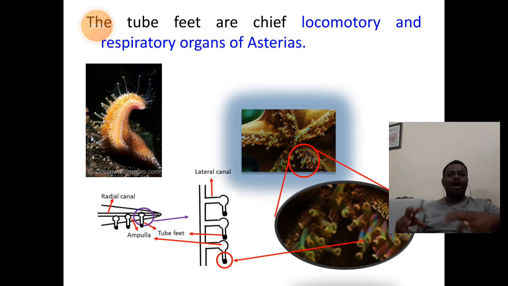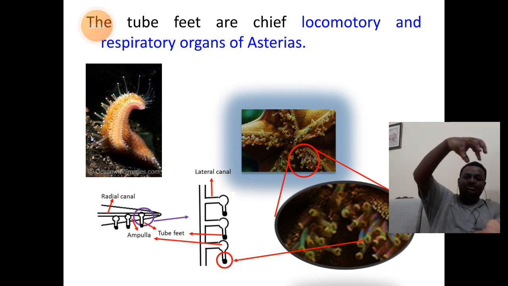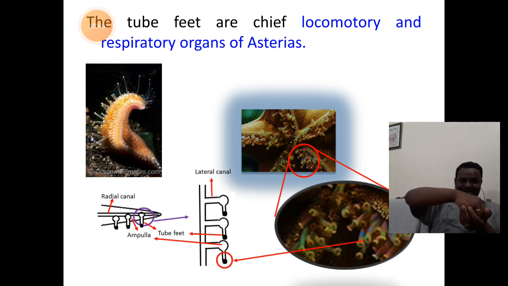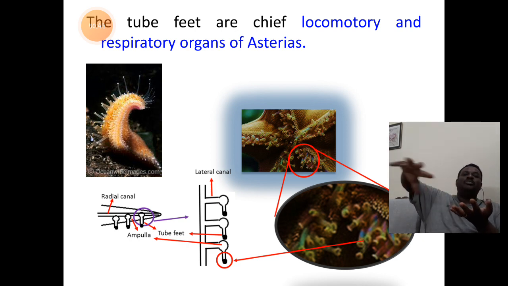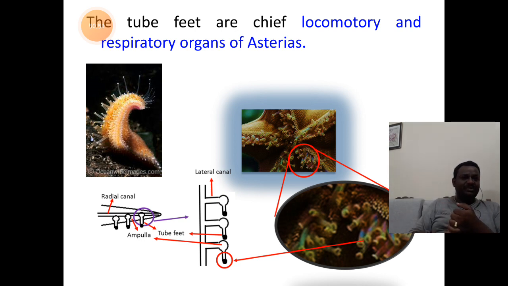So during this phenomenon of bulging and contraction of the tube foot, there occurs hydraulic power, a pressure is created, and the tube foot starts swinging or moving, and the suckers help in the attachment to the substratum during the process of movement. So this is how locomotion takes place within the organism Asterias.